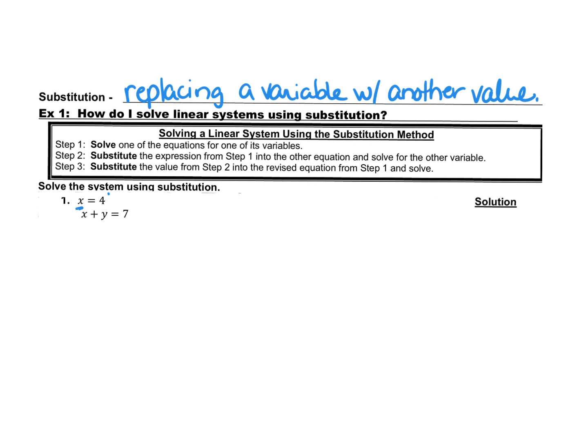In all the ones that we're doing today, they're all going to already be solved for one of the variables. So what we have here is x is equal to 4. If x is equal to 4, we're going to substitute in and plug in the 4 where we see that x. So I'd have 4 plus y is equal to 7. Then we subtract the 4, and we see that y is equal to 3.